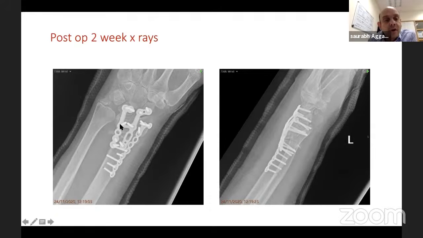You can see a lot of graft at the radiolunate, radioscaphoid surface. I've got 2 nice screws in the lunate, 2 in the scaphoid. None of the screws are in the sigmoid notch. The ulna styloid was old. She didn't have ulna-sided pain, so no need to excise it.